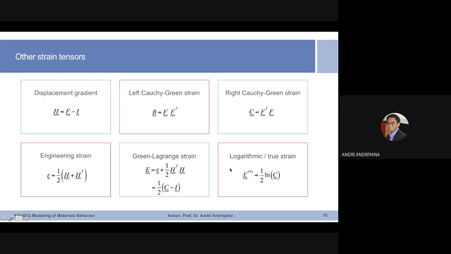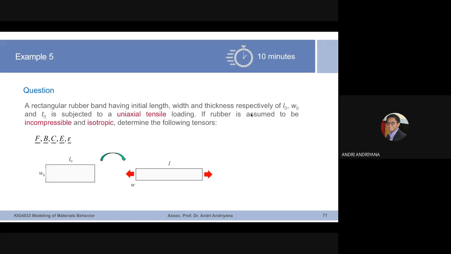We can also have the true strain or logarithmic strain. The proper definition is that e to the power of 0 is half of ln C, where C is this one. So these are a few examples of how we can describe deformations of materials using different strain tensors. I do not explain in detail the physical meaning, but we are going to use them somehow. Okay, so let's have a look at how to use it.